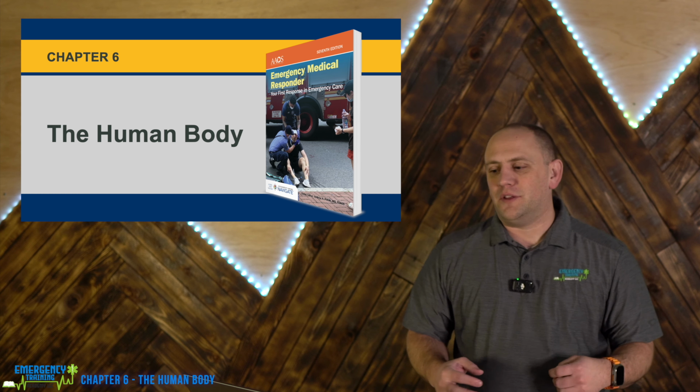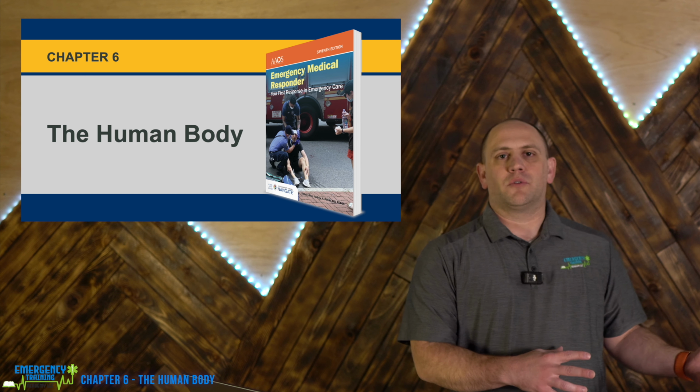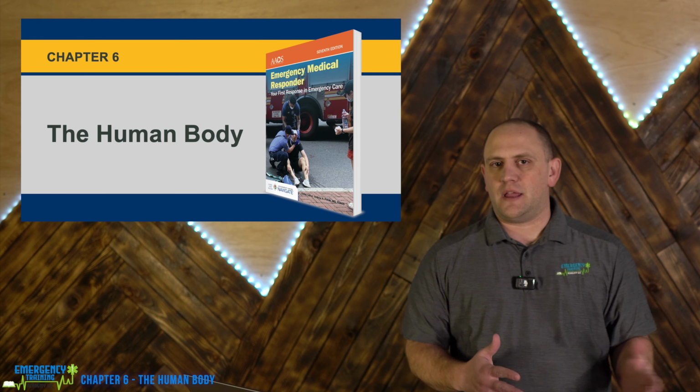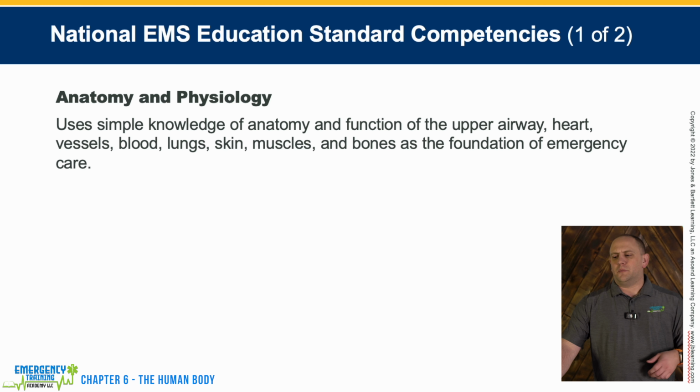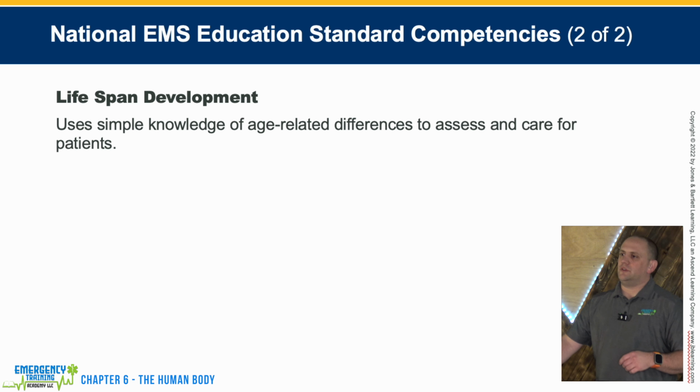Chapter 6, as we move into it, is looking at the human body. So we're going to specifically be going through the different systems of the body and trying to get a basic understanding of each of those systems. We're going to be looking at anatomy and physiology and using that knowledge to understand the airways, the heart, the blood vessels, the lungs, our bones, all of the different systems. Then we're also going to talk about lifespan development and how the body can change as we age.